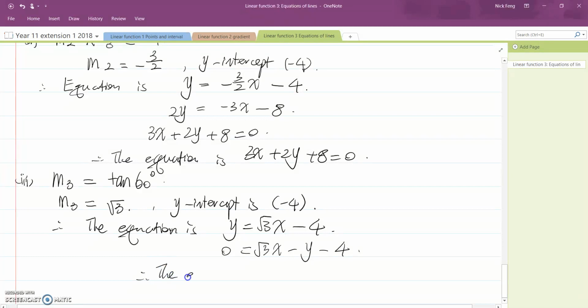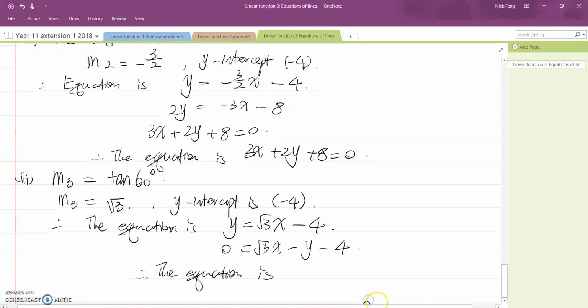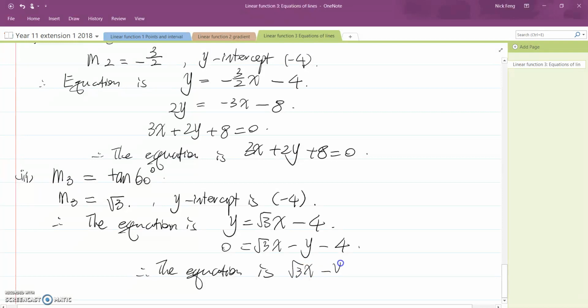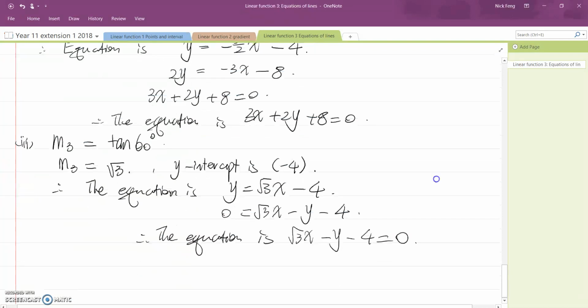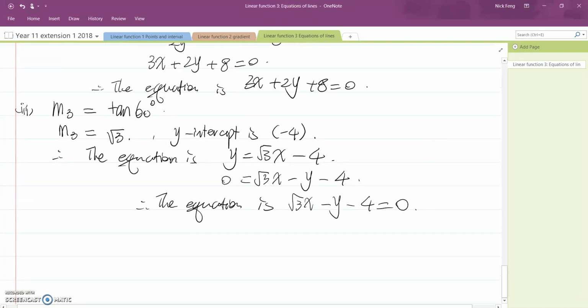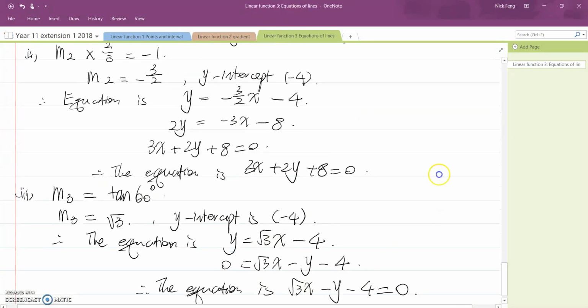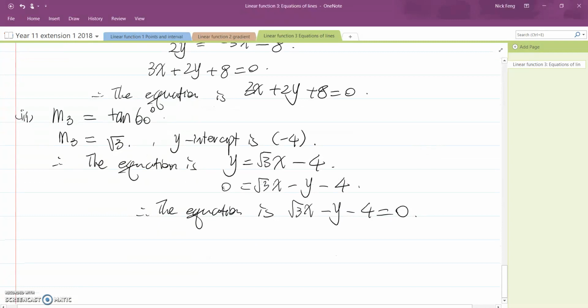Therefore, the equation is √3x minus y minus 4 equals 0. Okay, so that's normally how we use the gradient intercept form, interchangeable to general form, and they can just ask a question about it.